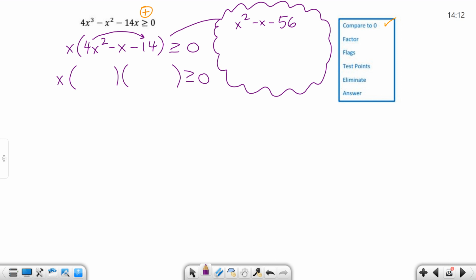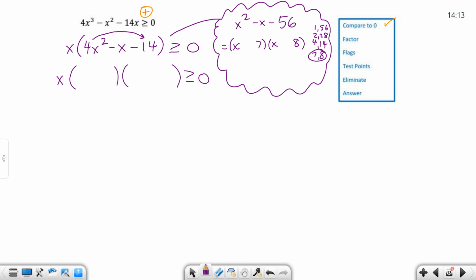Now this becomes list method. It becomes very simple at this point compared to what it was before. This is x and 56. 1 and 56. 2 and 28. And you may already know what it is. 3 won't go into it. 4 and 14, right? 5, 6, 7 and 8. So do any of those factors subtract to give me 1? Right? 7 and 8. So let's put in here 7 and 8.